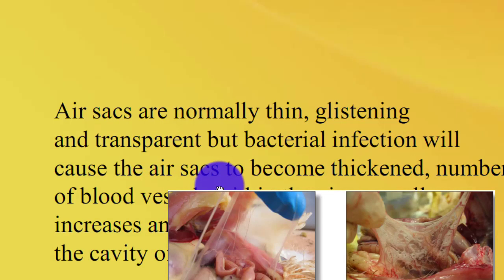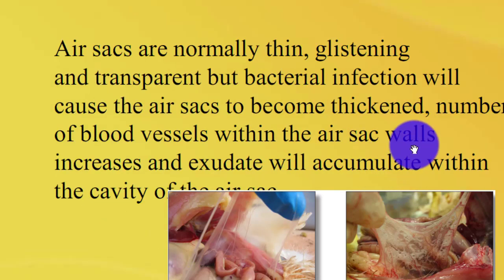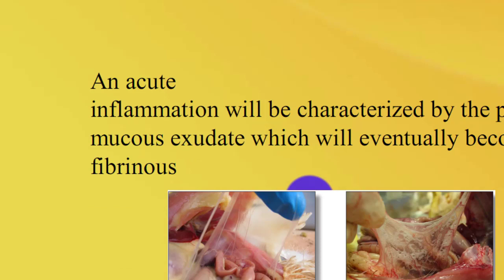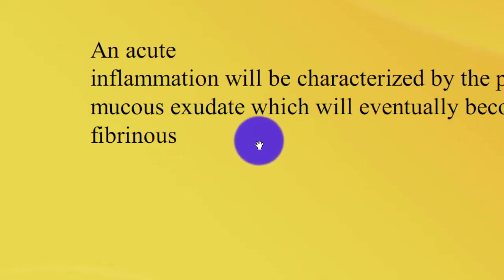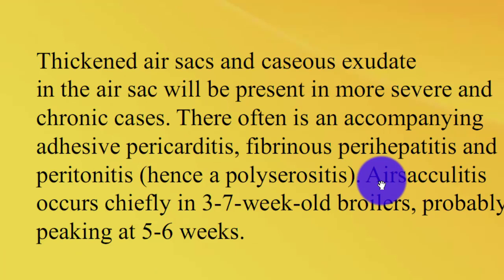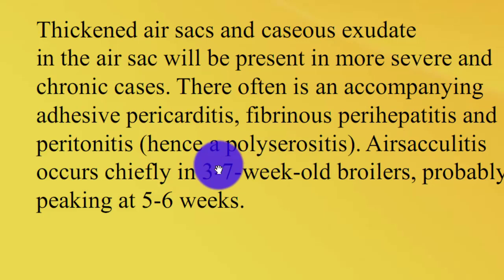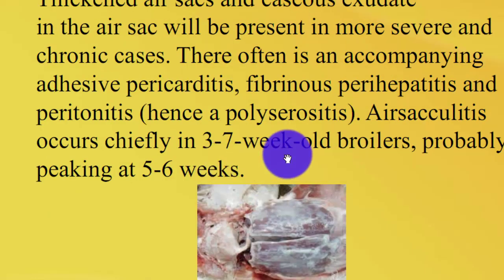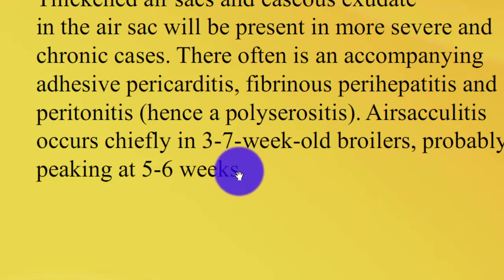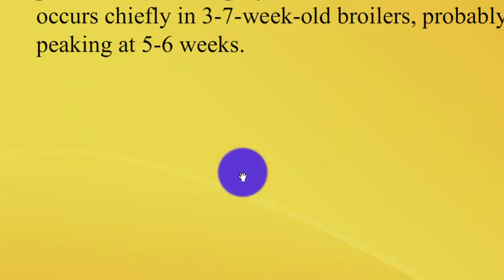Air sacs are normally thin, glistening, and transparent, but bacterial infection will cause the air sac to become thickened. The number of blood vessels within the air sac walls increases, and exudate will accumulate within the cavity of the air sac. Acute inflammation will be characterized by the presence of mucus exudate, which will eventually become fibrinous. Thickened air sac and caseous exudate in the air sac will be present in more severe and chronic cases. There often is an accompanying adhesive pericarditis, fibrinous perihepatitis, and peritonitis, hence polyserositis. Air saculitis occurs chiefly in 3 to 7 week old broilers, probably peaking at 5 to 6 weeks.